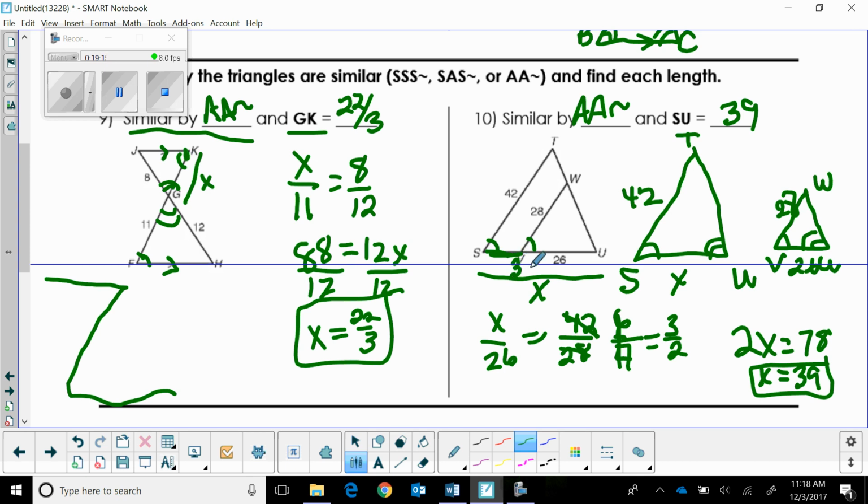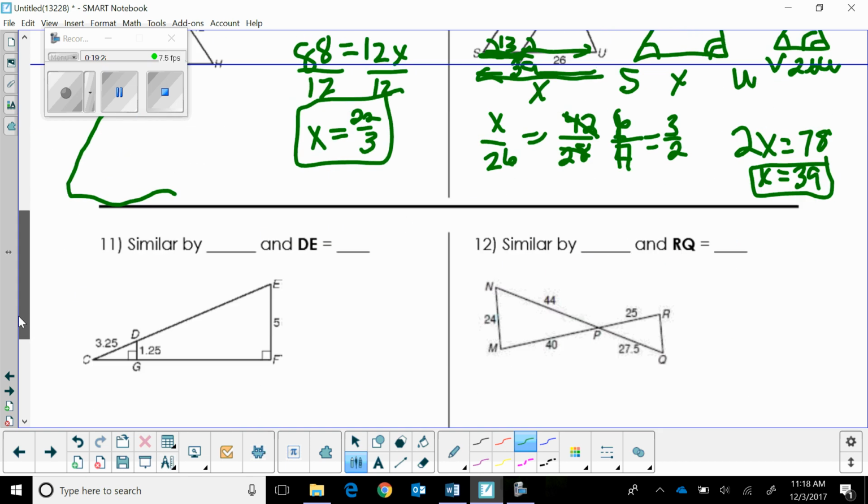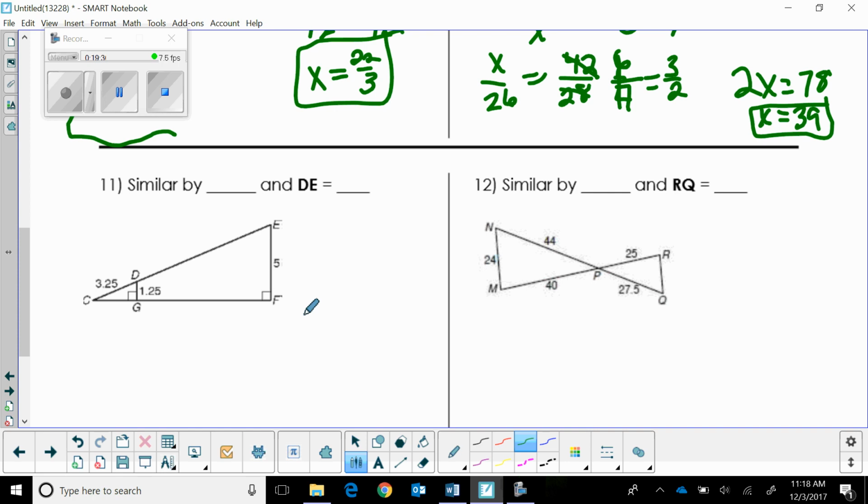Let's think about what we would do if we know the whole thing is 39 and this portion is 26. Couldn't we just subtract and get 13? So if you ever have to go back and find one of those small pieces, you're just going to subtract those corresponding lengths. Okay, let's look at this next one.